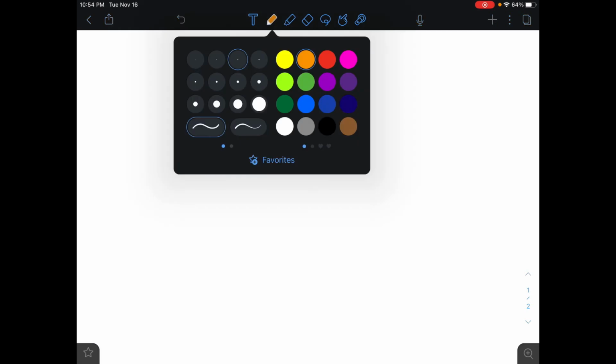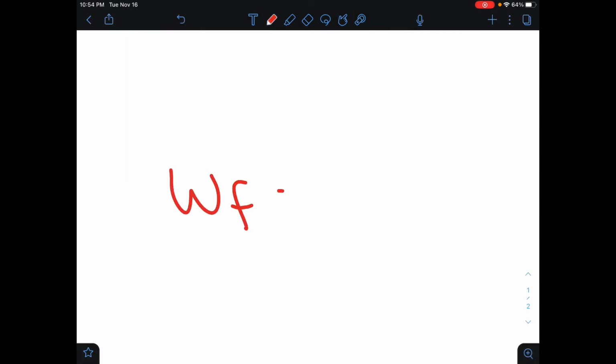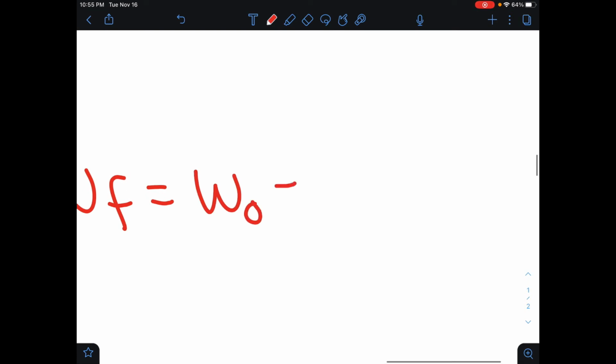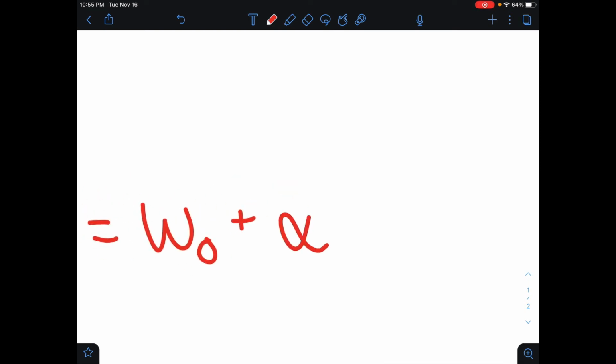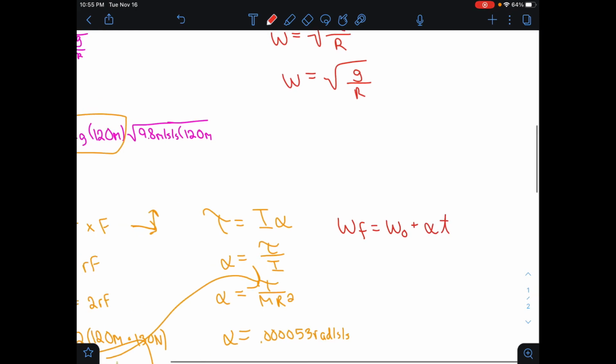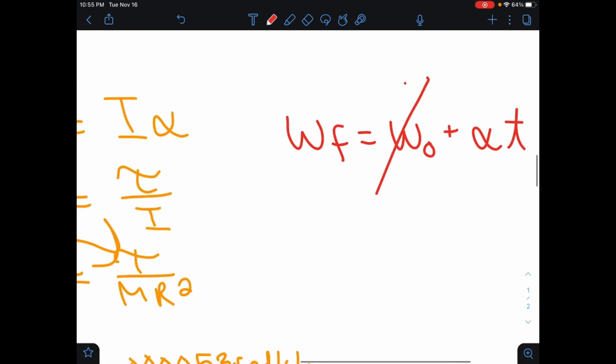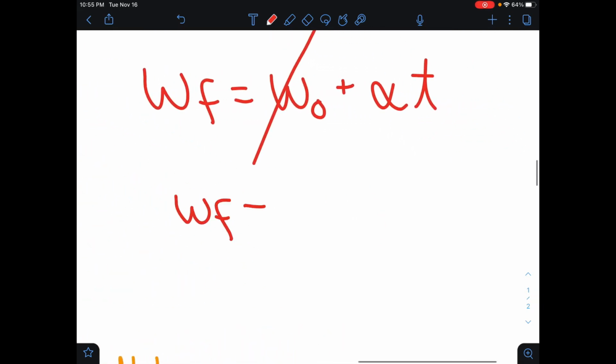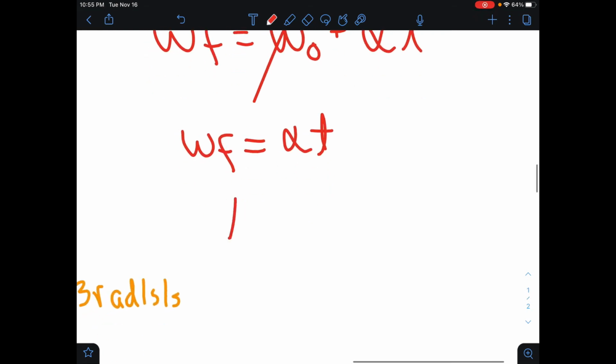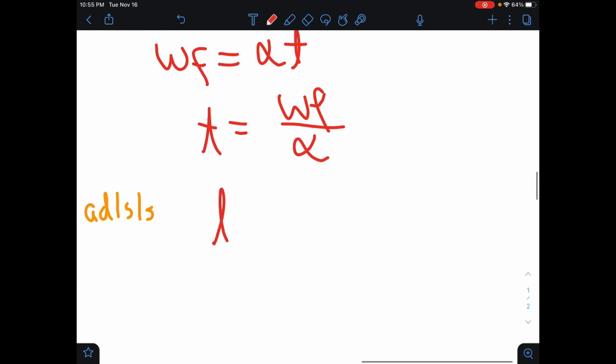So our kinematic is going to be: our final angular velocity is equal to our initial plus our angular acceleration times time. Now, the initial comes out to 0. So our final is equal to this acceleration times time. And we're looking for time, so our time is equal to our final over our acceleration.